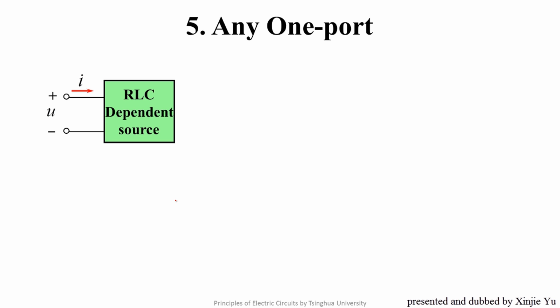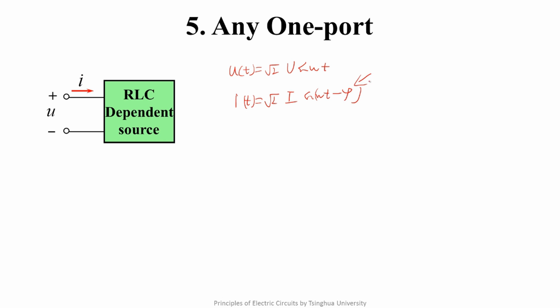Next, we comprehensively consider the one port containing RLC and dependent sources. In this case, we might as well assume that the initial phase angle of u(t) is 0 and i(t) lags u(t) by angle phi. It's noted that phi can be greater than 0, less than 0, or equal to 0.